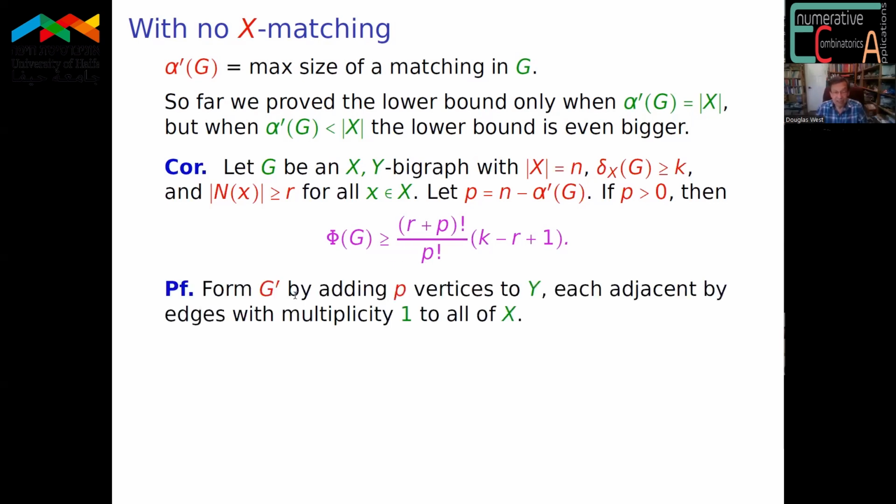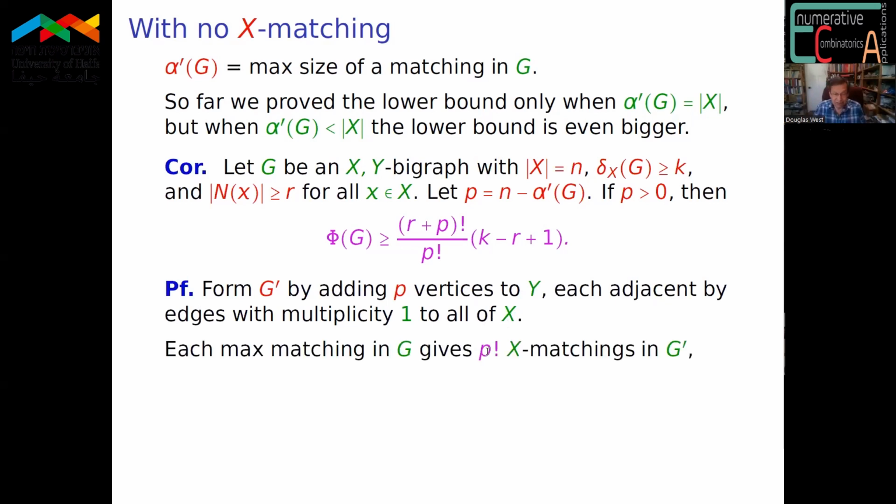So to prove this, I use what is a very common trick in generalizing results about matchings. I'm going to form a new multigraph G prime by adding P vertices to the set Y. And I make each of those vertices adjacent by an edge of multiplicity 1 to all of X. Okay, so what does this do? Each maximum matching in G can be extended to an X matching in G prime, because the P vertices that were unmatched can be matched to the added vertices in Y in any order.